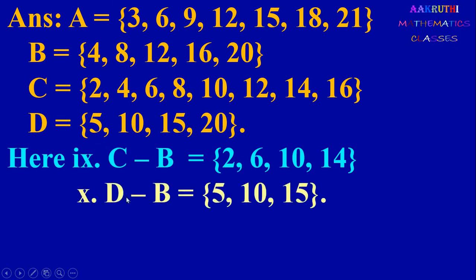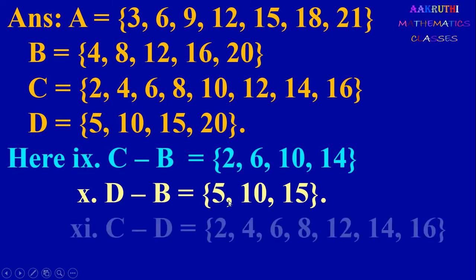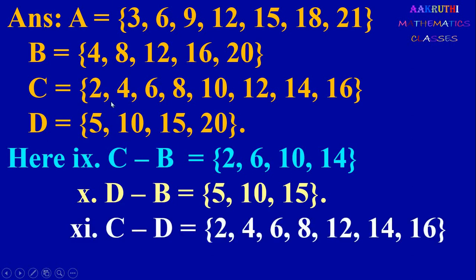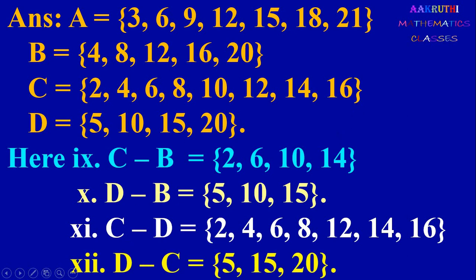So next question it is D minus B. You have to subtract common elements from D which are in B also. That is 20 is common element. So remaining element is 5, 10 and 15. Next it is C minus D. Common here is only 10. So remaining elements are 2, 4, 6, 8, 12, 14 and 16. And next question it is D minus C. In D and C, common element is only 10. 10 is common. Don't write that. Remaining element is 5, 15 and 20.